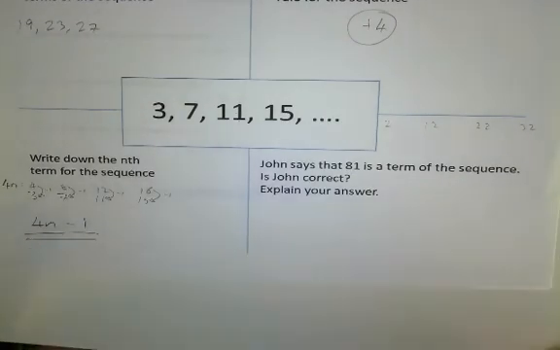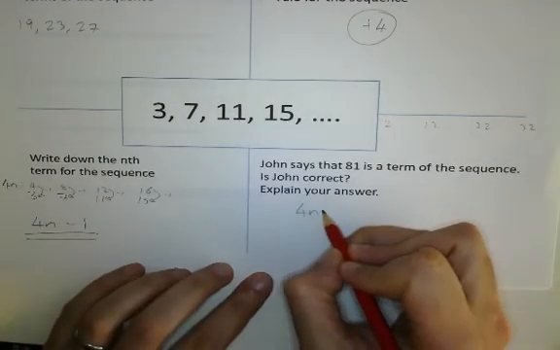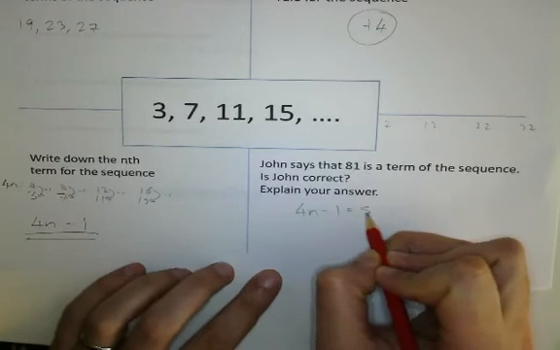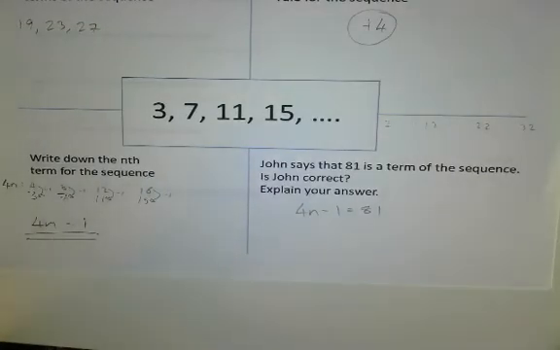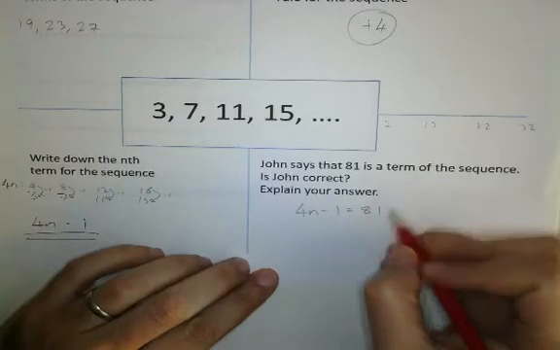So what we do is we set up an equation effectively asking, will 4n minus 1 ever equal 81? And when we solve this, if we get an answer that is a whole number, then the answer is yes, it's in the sequence. And whatever number that is, say if it's 50, it means yes, 81 is the 50th term in the sequence. But if we were to get an answer, say like 50.2, it means that it wouldn't be in the sequence because it would be between the 50th and the 51st term.